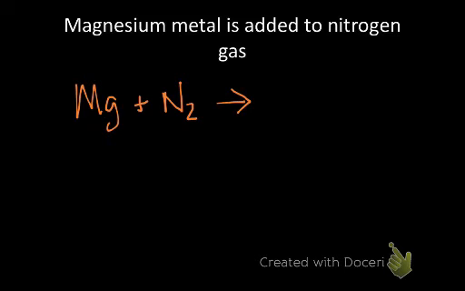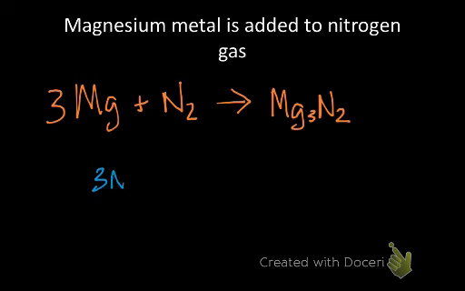So we end up with Mg3N2. Then we need to go back and balance it. So we need 3 magnesium to balance that out. And then our next step is to look and see if there is anything that ionizes in solution or dissociates in solution. So we're going to rewrite it.